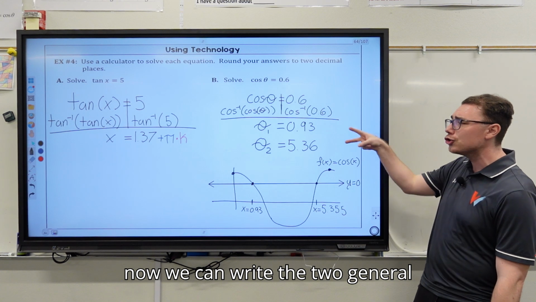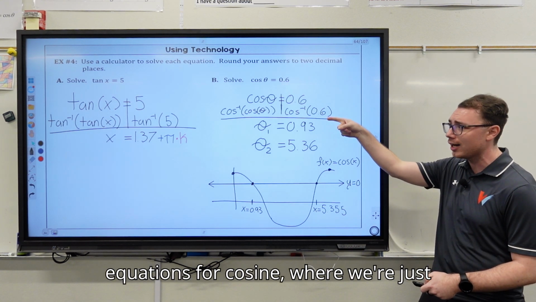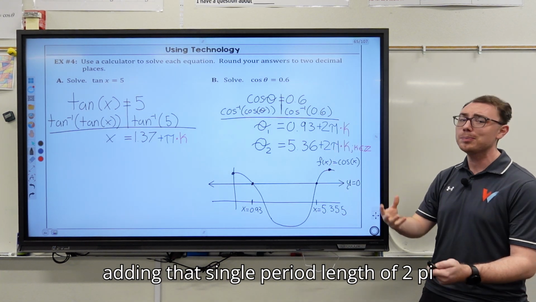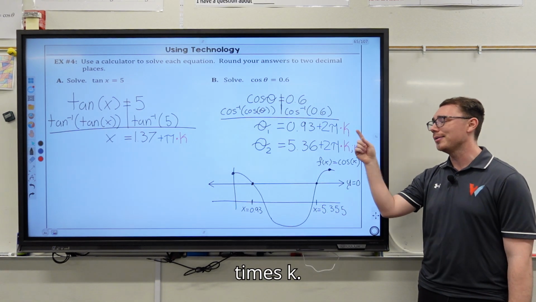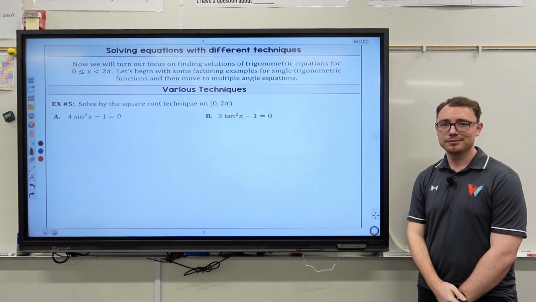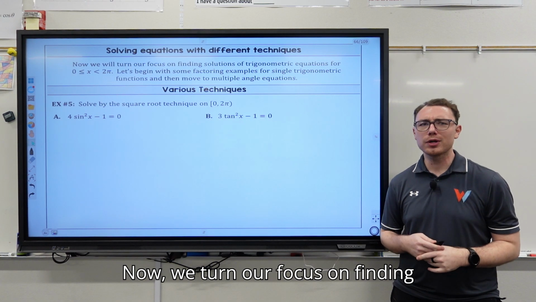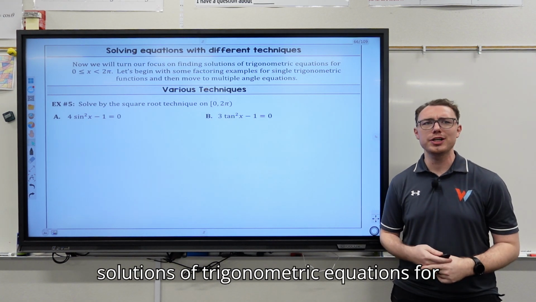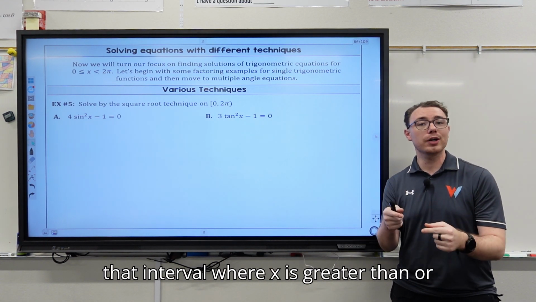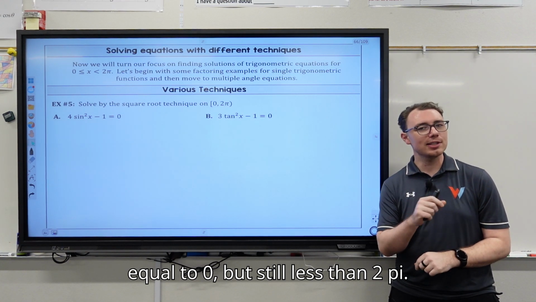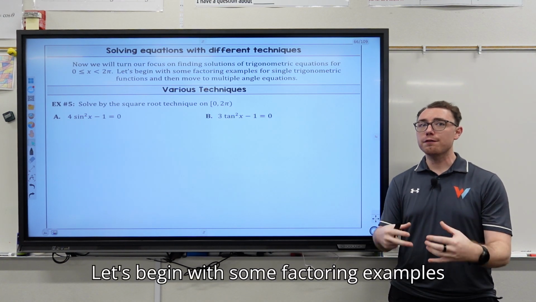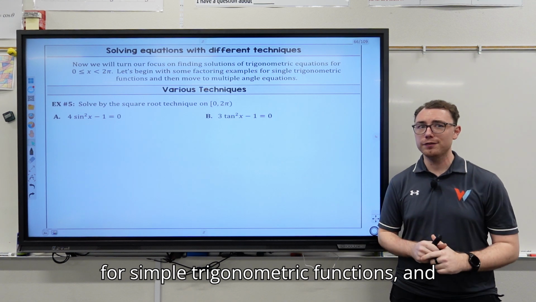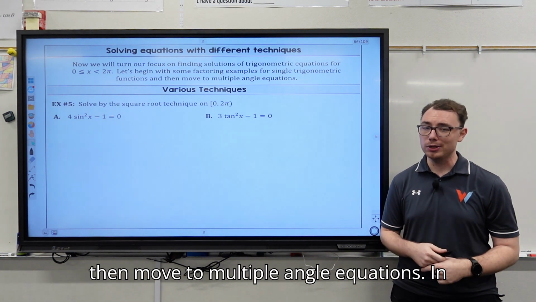And now we can write the two general equations for cosine, where we're just adding that single period length of 2 pi times k. Now, we turn our focus on finding solutions of trigonometric equations for that interval where x is greater than or equal to 0, but still less than 2 pi. Let's begin with some factoring examples for simple trigonometric functions and then move to multiple angle equations.